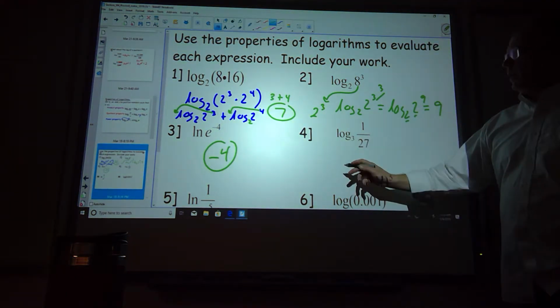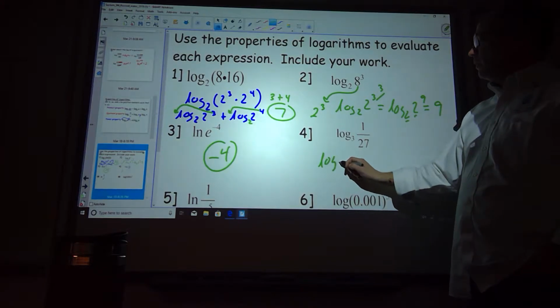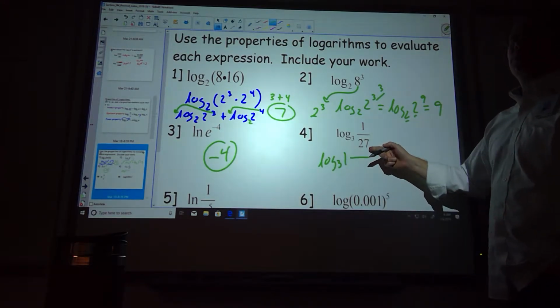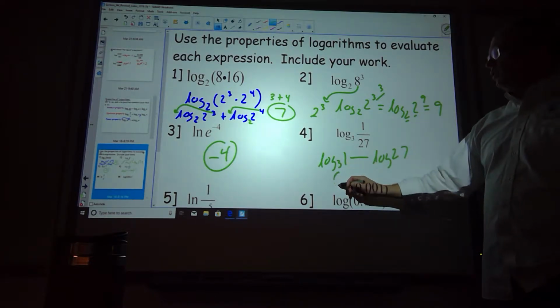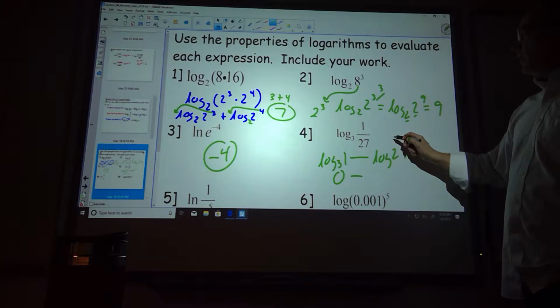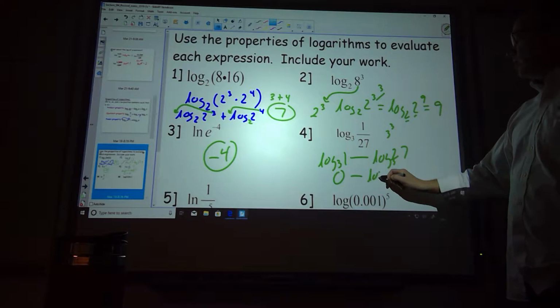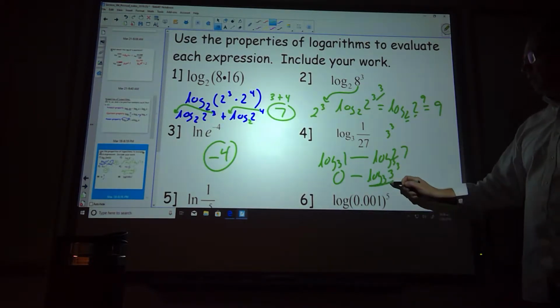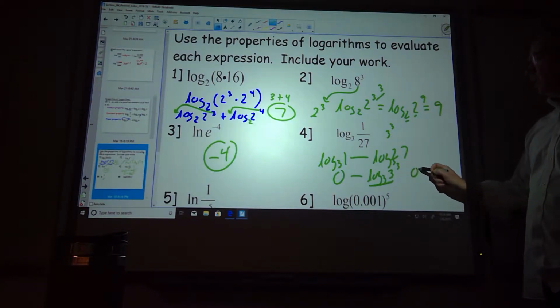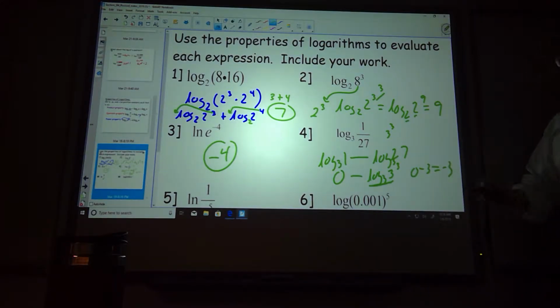If I wanted to expand this one, I get log base 3 of 1 minus, because of dividing, log base 3 of 27. Log base 3 of 1, that's 0. 27 is 3 to the third, so I'll make that log base 3 of 3 to the third. So this right here cancels, and I just get 3. So I get 0 minus 3, and I just come up with an answer of negative 3. Everything A-okay with that? Mm-hmm. Okay.